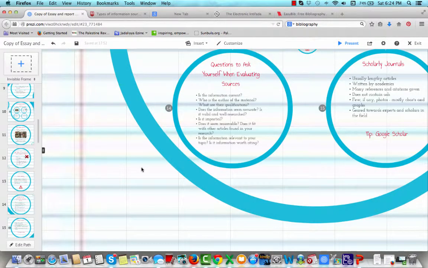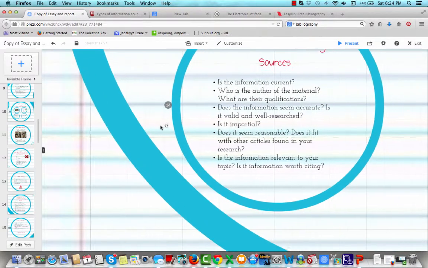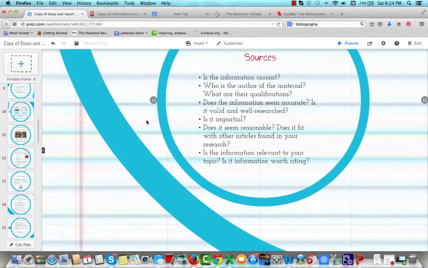Okay, so questions to ask yourself when evaluating sources. Is the information current? If the information is, say, from 1952 or 1964 or even from the 1980s when it comes to science or history, and it is not current, you need to rethink the source itself. Who is the author of the material?